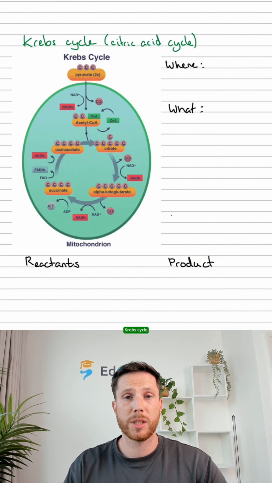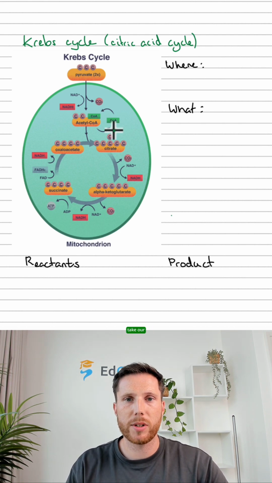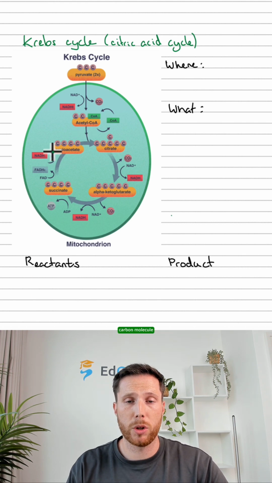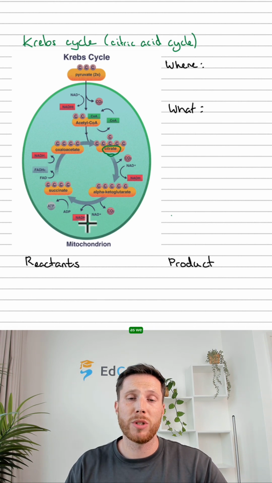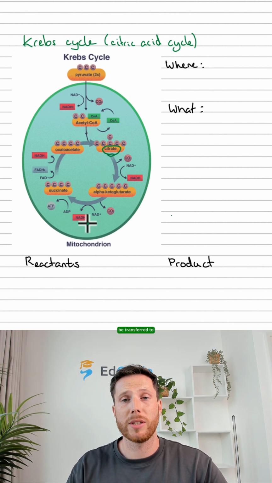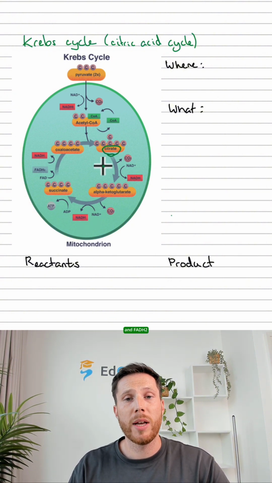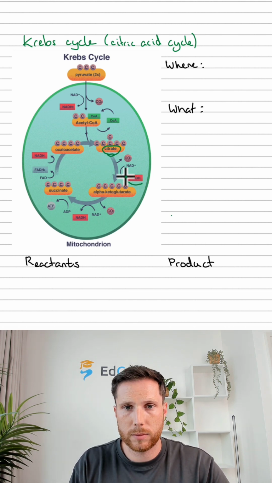Next up, we have the Krebs cycle, sometimes called the citric acid cycle. And as we can see, this is where things start to get a bit complicated. So we're going to take our acetyl-CoA, which we made in the last stage, and we're going to join it with a 4-carbon molecule to make a 6-carbon molecule called citrate. We're then going to slowly break down that citrate molecule, and as we do that, hydrogen atoms are going to be transferred to the carriers NAD and FAD. And this is going to create lots of NADH and FADH2, which are going to be used in the next stage, which is the electron transport chain.